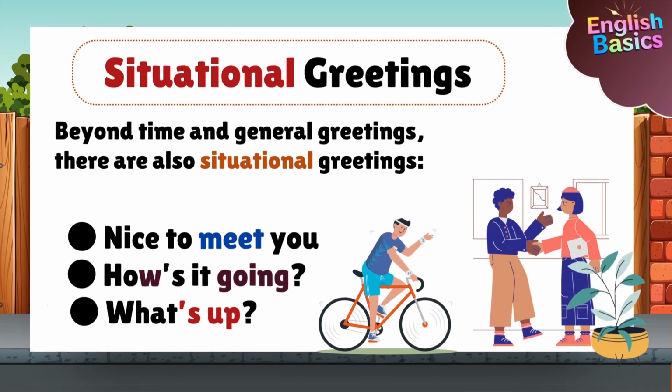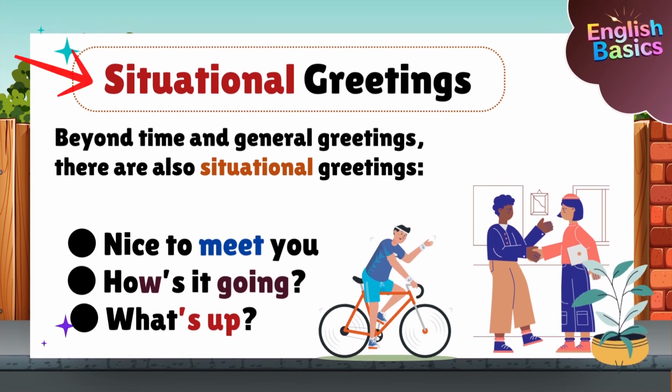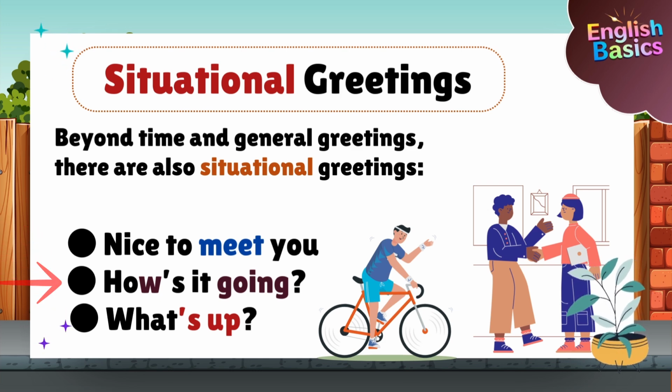Situational greetings. Beyond time and general greetings, there are also situational greetings. Like, nice to meet you is used when meeting someone for the first time. How's it going is an informal way to ask someone how they are doing. What's up is also informal, often used among friends to ask what someone is doing or how they are doing.